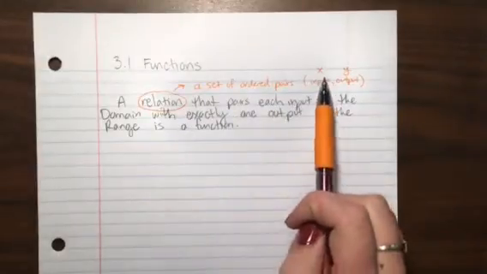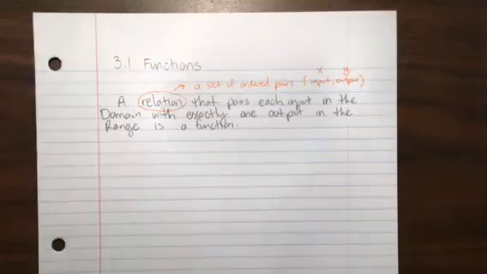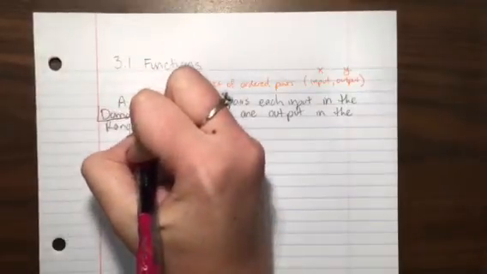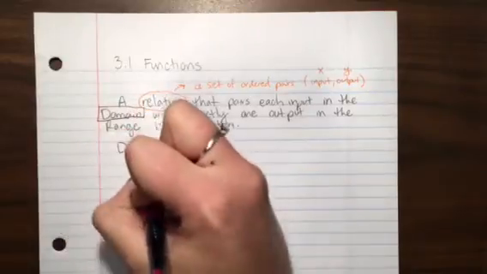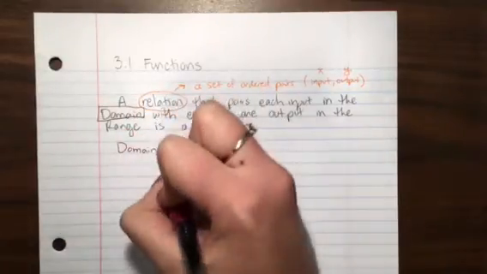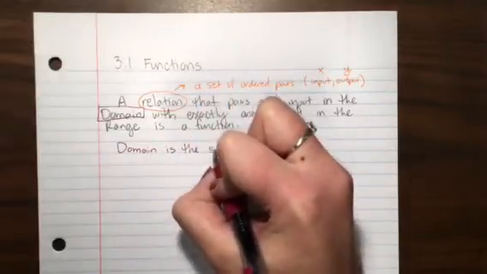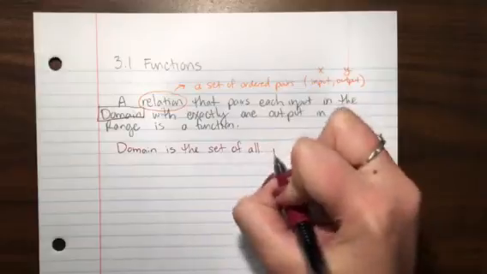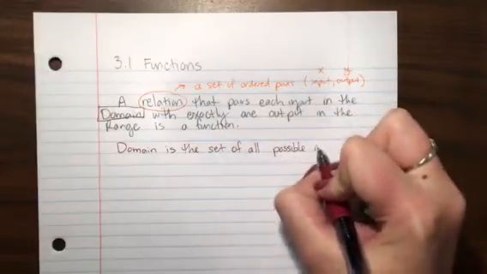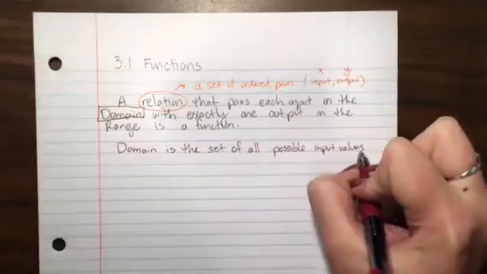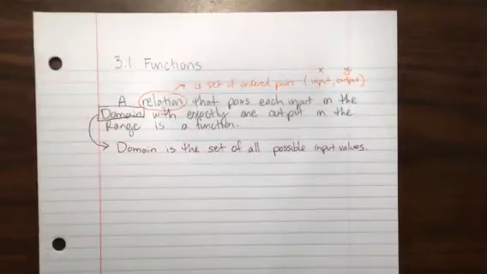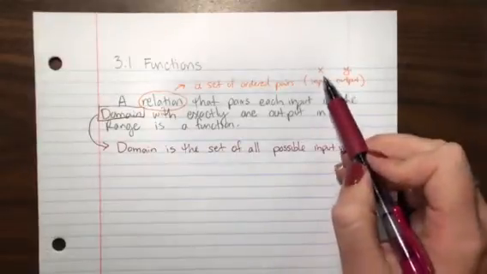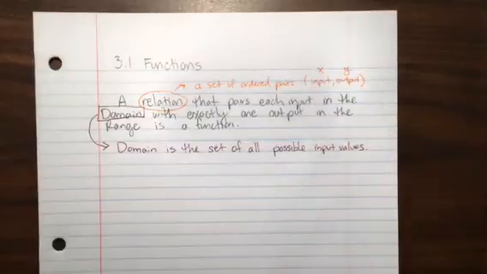That pairs each input, we now know those are all the x values, in the domain. Now, domain is another vocabulary word. We're going to make domain red in our notes. So domain is the set of all possible input values. Domain is just a list of all of those input values. Remember, input goes with x. It's that first number in an ordered pair.